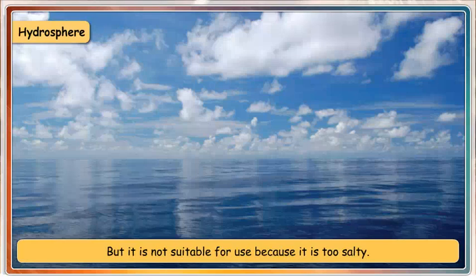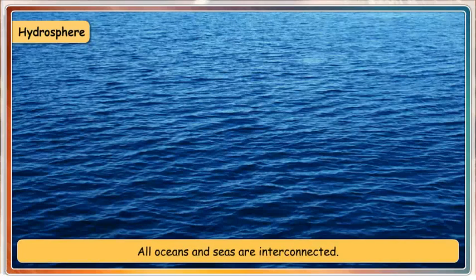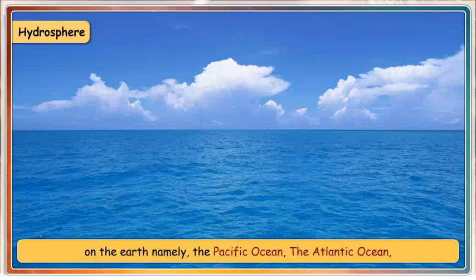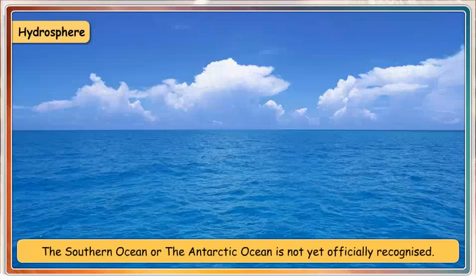with water. But it is not suitable for use because it is too salty. Approximately 2% of the total water on Earth is fresh water that is fit for human use. All oceans and seas are interconnected. According to their size, there are only 4 officially recognized oceans on the Earth, namely the Pacific Ocean, the Atlantic Ocean, the Indian Ocean, and the Arctic Ocean. The Southern Ocean or the Antarctic Ocean is not yet officially recognized.